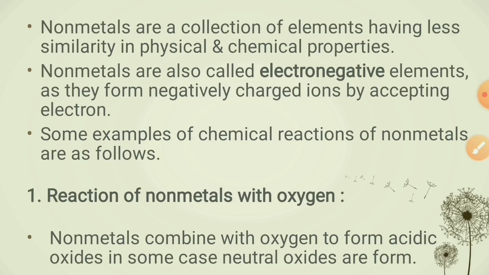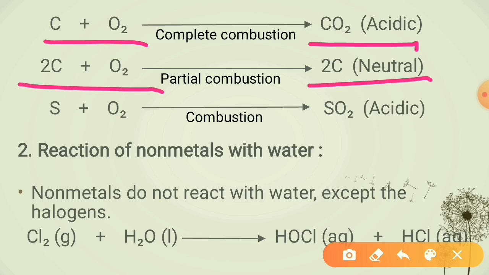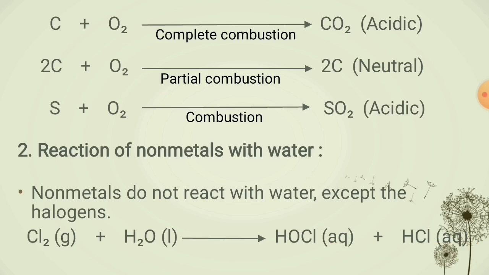First is the reaction of non-metals with oxygen. Non-metals combine with oxygen to form acidic oxides. In some cases, neutral oxides are formed. Let us see the examples. Carbon reacting with oxygen is a complete combustion reaction and you get carbon dioxide gas, that is acidic. Carbon reacting with oxygen in partial combustion gives carbon monoxide, and it is neutral. Sulfur reacting with oxygen is a combustion reaction, and you get sulfur dioxide, that is acidic.